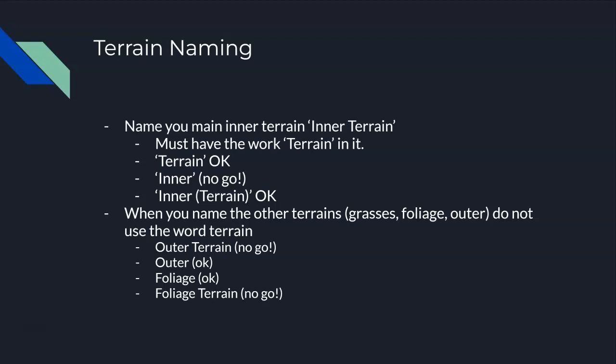When you create your other terrains, like your grasses terrain, which you'll do a little later, and your foliage terrain, which is later, and your outer, which you may or may not have, you cannot use the word terrain inside of them. For example, you cannot name your outer terrain. That's a no-go. That'll cause problems. If you just name it outer, it's perfectly fine. Your foliage, just name it foliage, and it has to be called foliage. There are actually some scripts that don't call it leaves or trees, they call it foliage. And do not call it foliage terrain. All right. Back to your normally scheduled program.